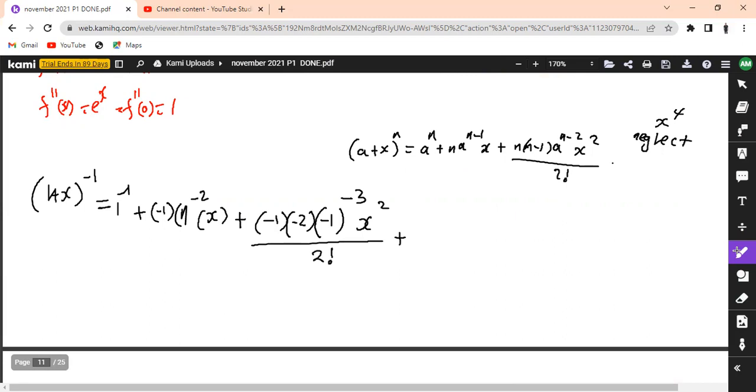We move on, plus -1 times -2, the one that we already have, times -3, which is the dropped exponent, and it's going to be 1 to the exponent of -4. x is increasing, so it will be x to the exponent of 3 over 3 factorial, plus, and so on and so on.